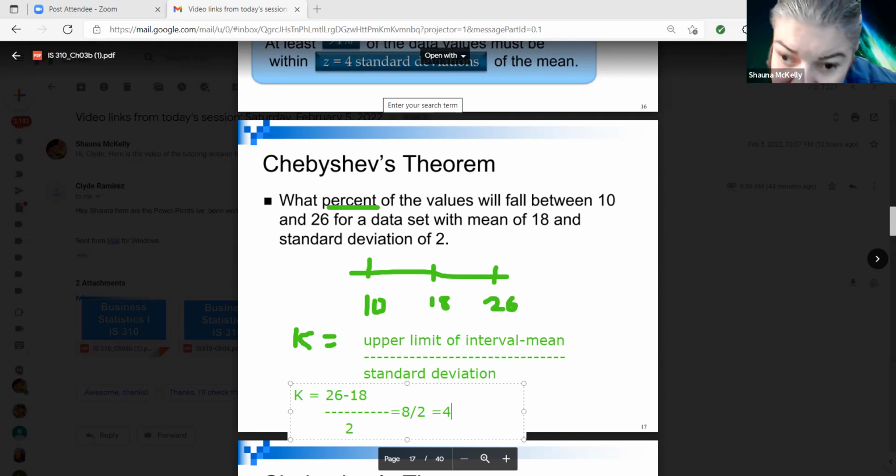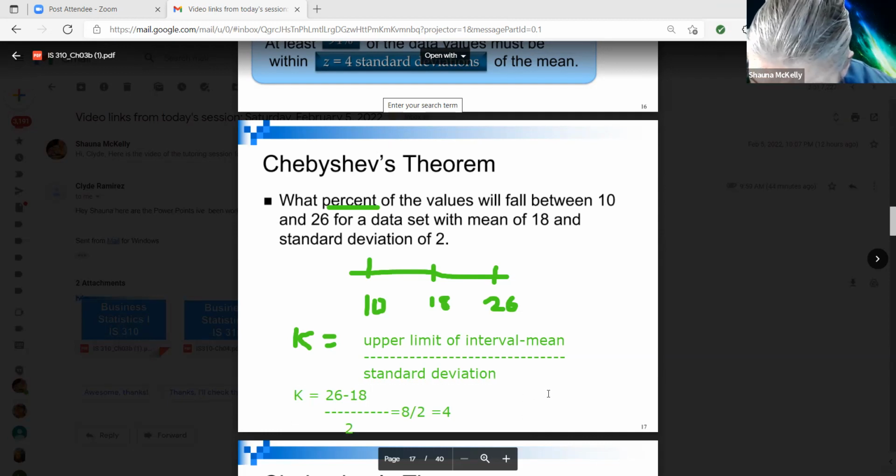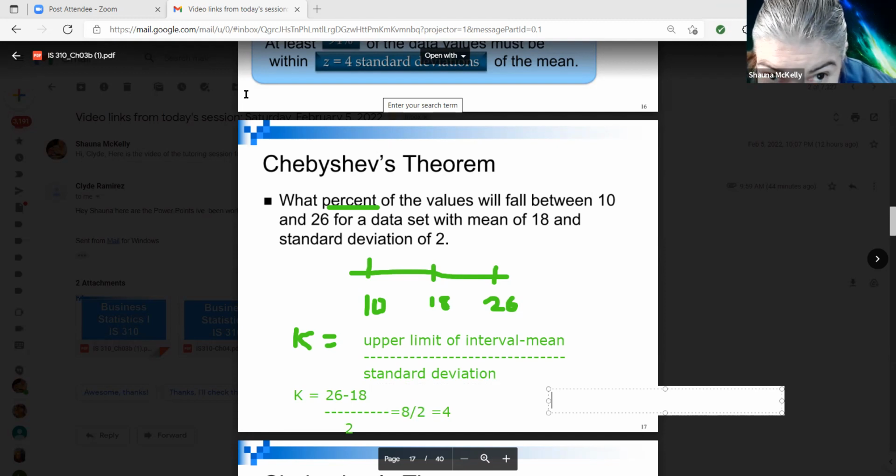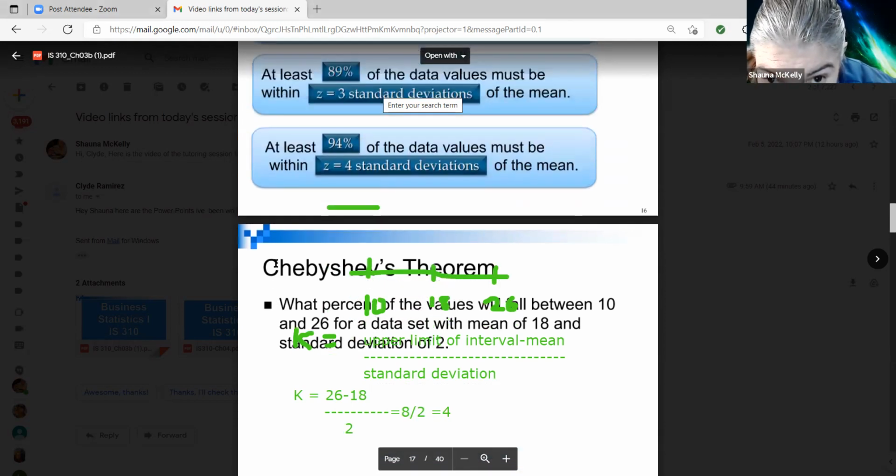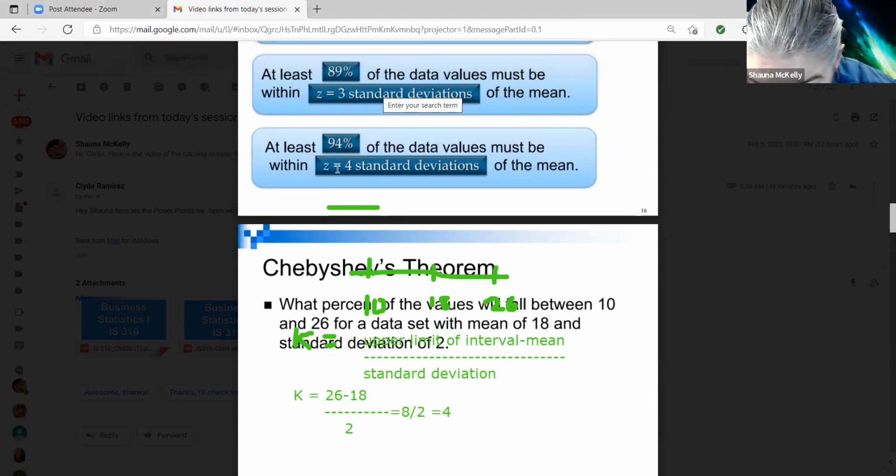Now, what percentage would that be? Well, you can put it back in the formula, or you can go back up to the slide, because this was one of the numbers that she gave you. When you have z equal to 4, and I used k, I have that bad habit. She's using z, but okay, this is 94% because she's already calculated it.